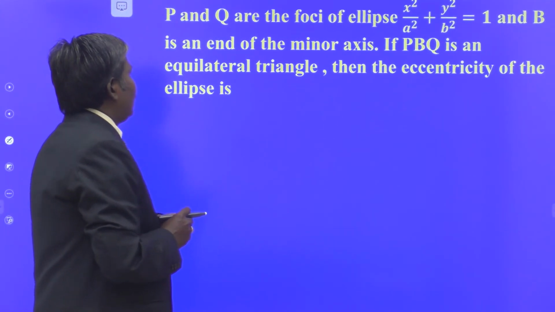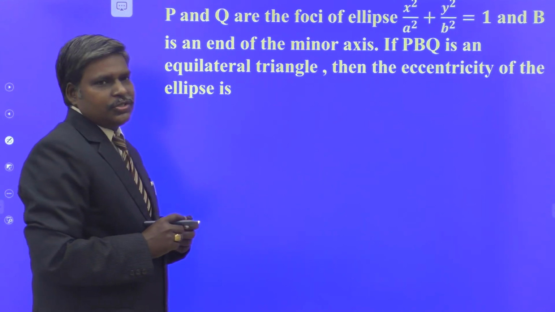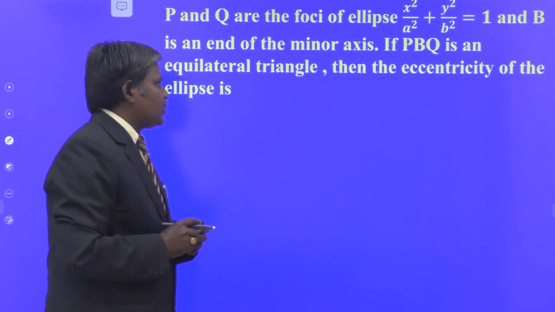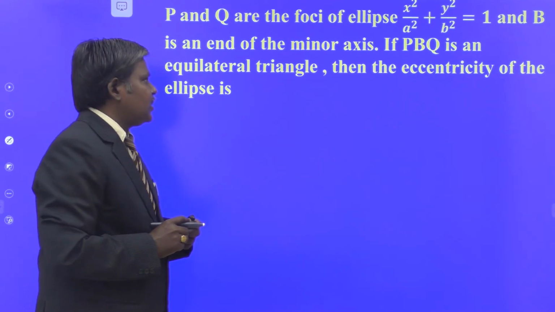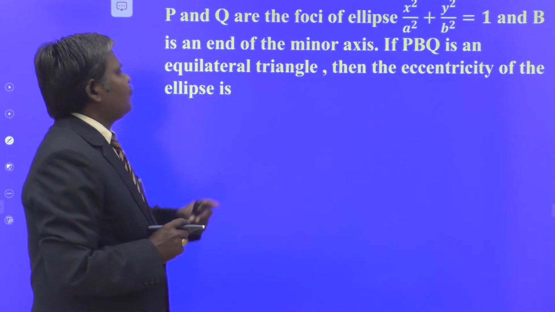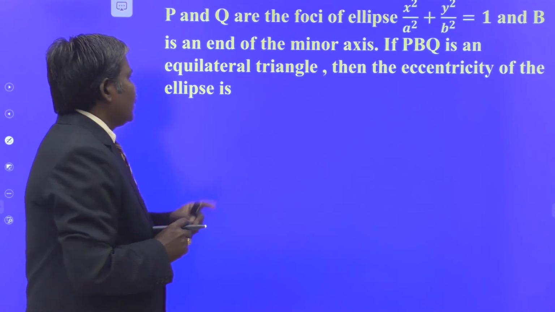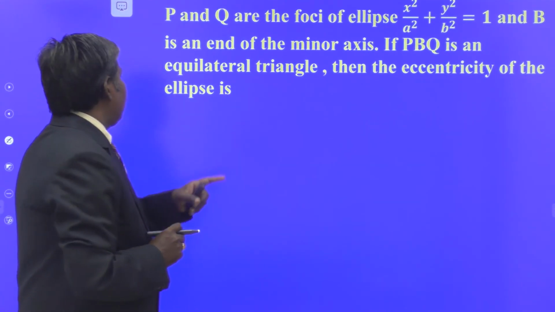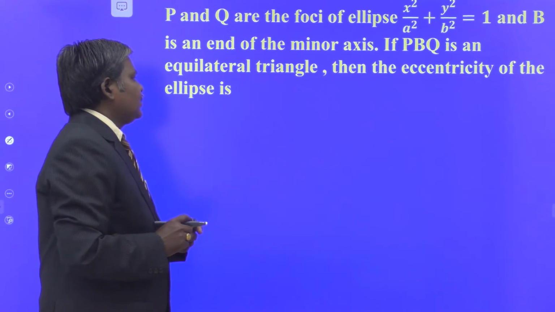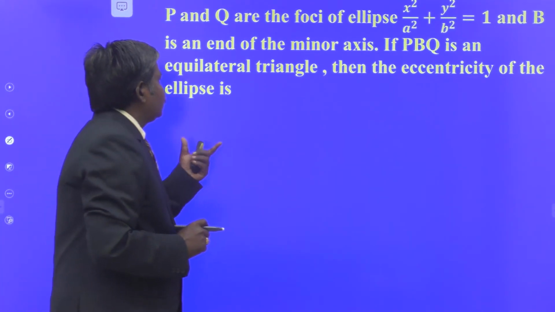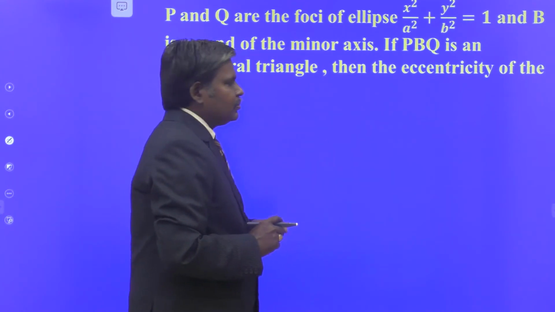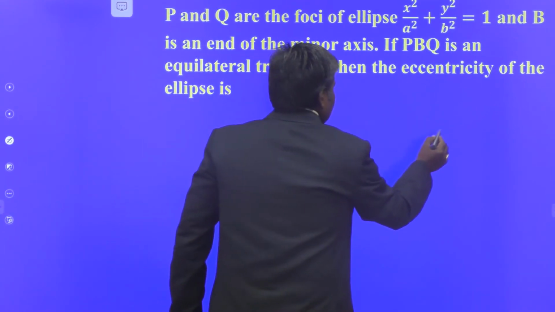P and Q are the foci of the ellipse X square by A square plus Y square by B square equal to 1. B is an end of the minor axis. If PBQ is an equilateral triangle, then what is the eccentricity of the ellipse? Already we have done this type of problem. One more problem is given here.